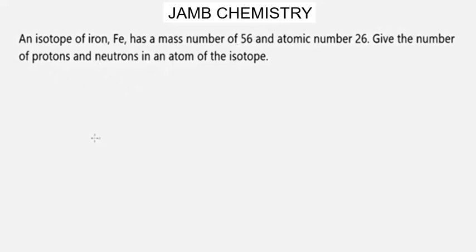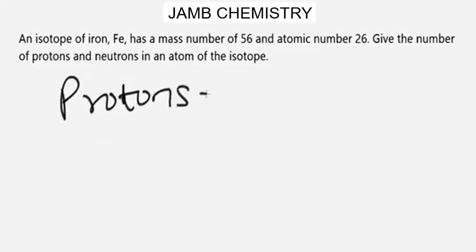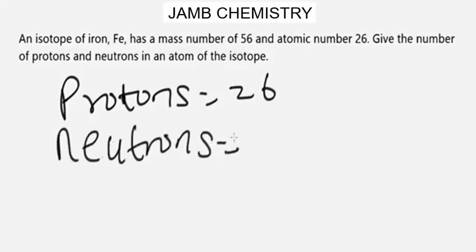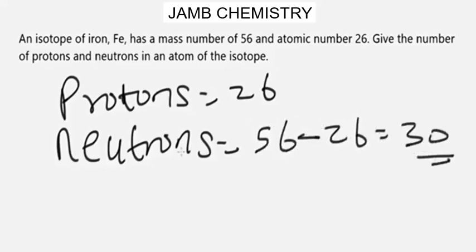Now for the number of protons, protons will be, now proton number is the same thing as atomic number. So the number of protons will be, since the atomic number is 26, will still be what? 26. Okay, now for the neutrons, you subtract the atomic number from the mass number, which will be 56 minus 26, which will give us what? 30. So it's as simple as that. This is the neutron number, this is the proton number.